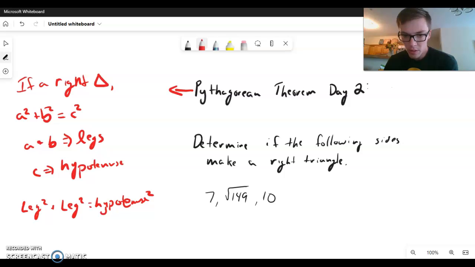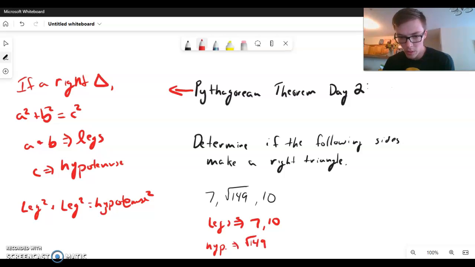Alright, now that you've tried this one, remember, a and b, our legs, are going to be our shortest sides here. Our shortest sides are 7 and 10. If you don't know what the square root of 149 is, just type it in the calculator. The square root of 149 is bigger than 7 and 10, so we're going to make 7 and 10 our legs, and our hypotenuse is the square root of 149.